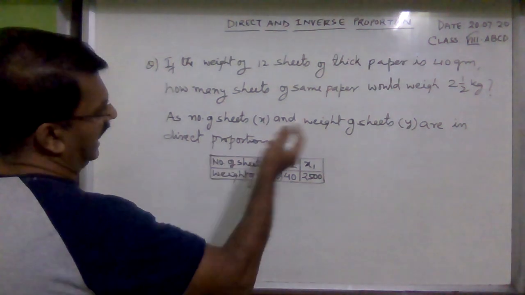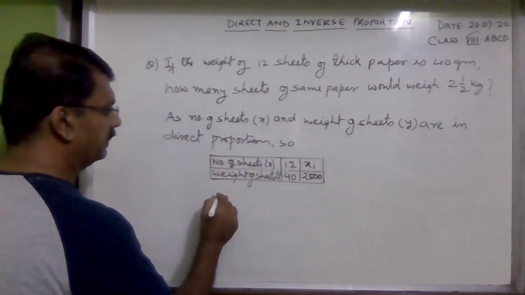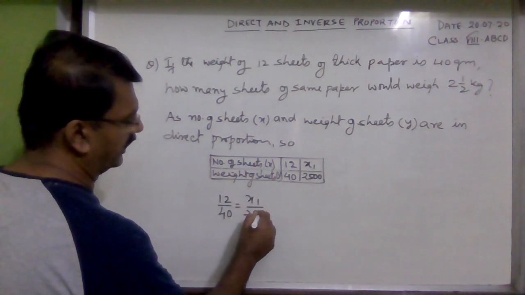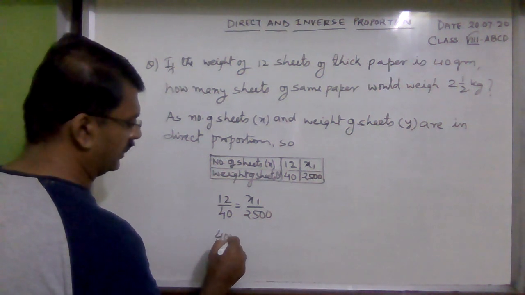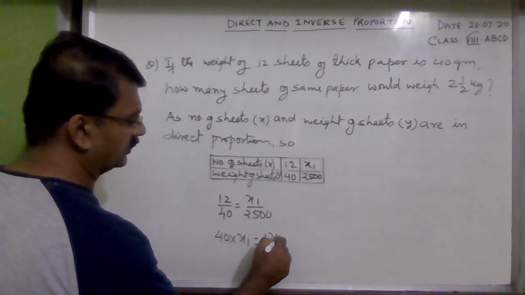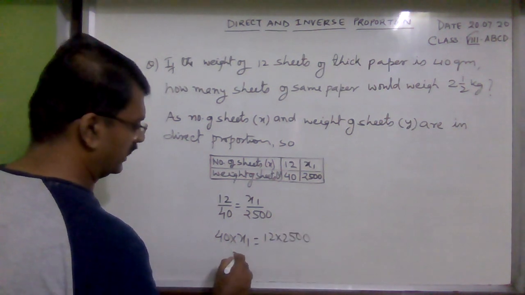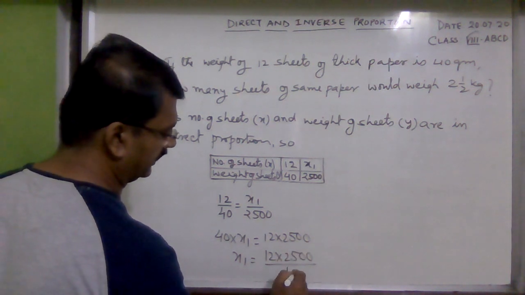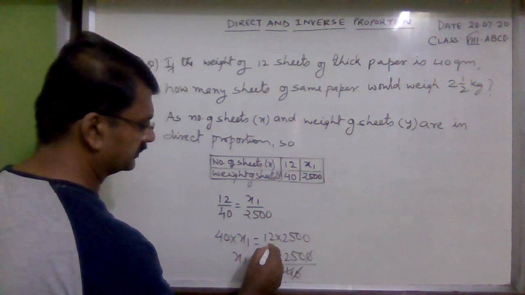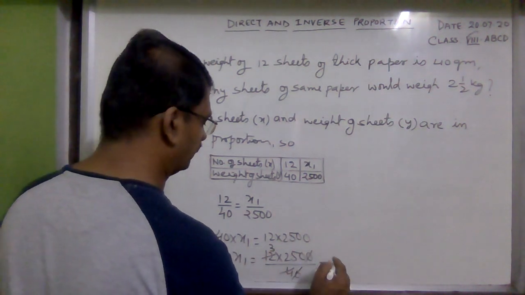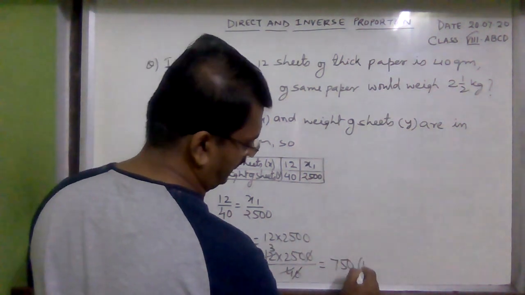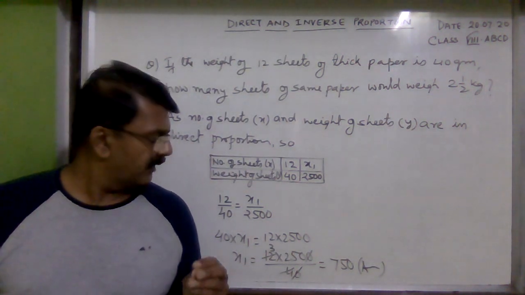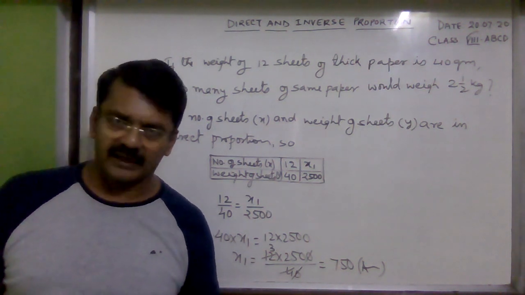Now as I have already mentioned that they are in direct proportion, so 12 upon 40 will be equal to x1 upon 2500. So 40 into x1 is equal to 12 into 2500. So x1 is equal to 12 into 2500 upon 40. 250 into 3 is 750 is your answer. So how many sheets are there? The number of sheets will be 750. 750 sheets are there. Clear?